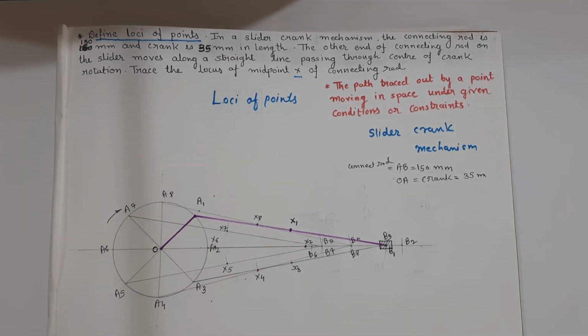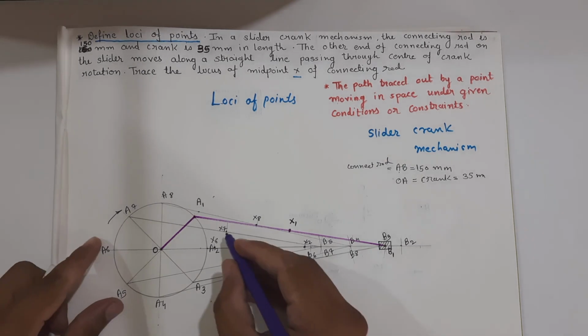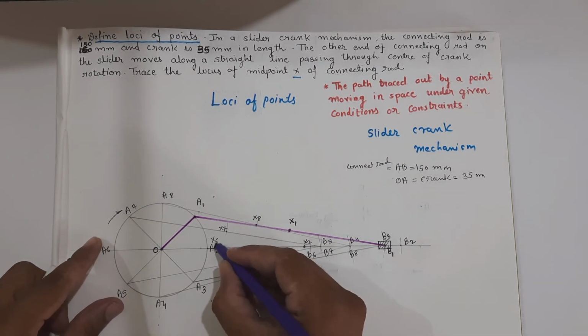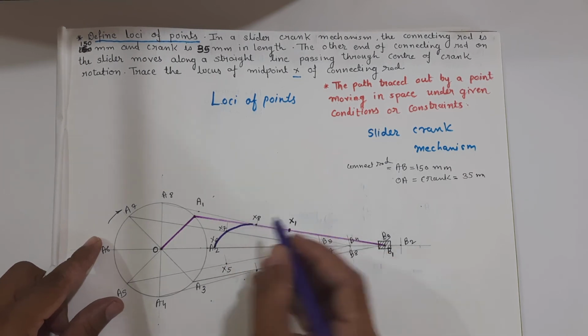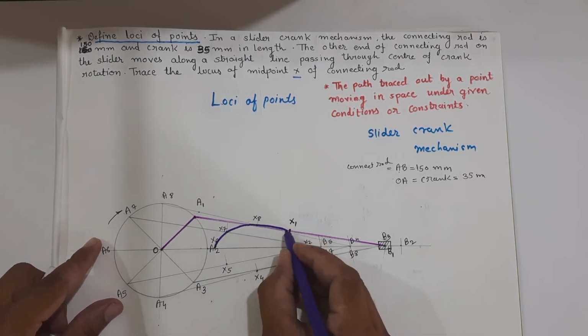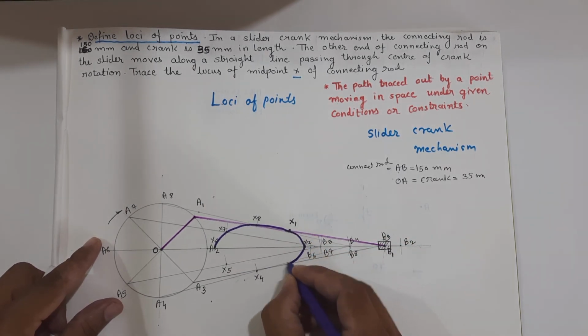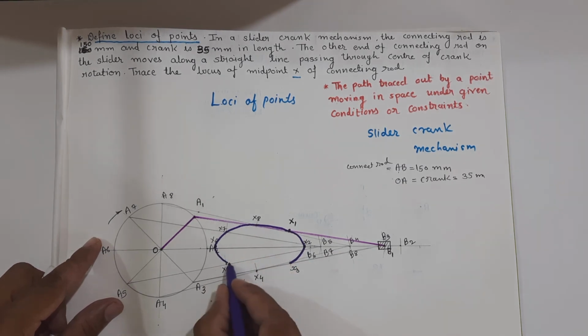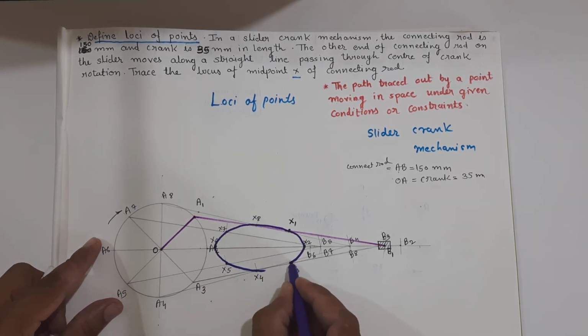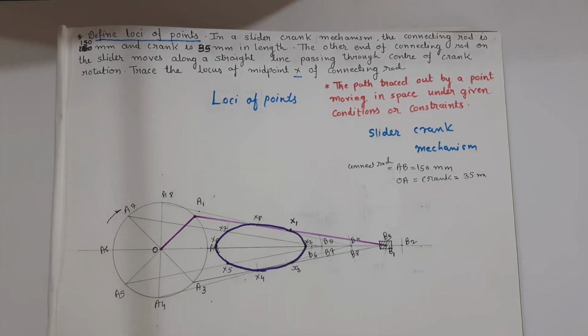Now connect these points with a freehand curve. We will get the locus of point X, which is the midpoint of the connecting rod AB. So join the points with a freehand curve. We will get the locus of X. This is X6, X7, X8, X1, X2, X3, X5, X4 up to X3. So this will be the locus of X.